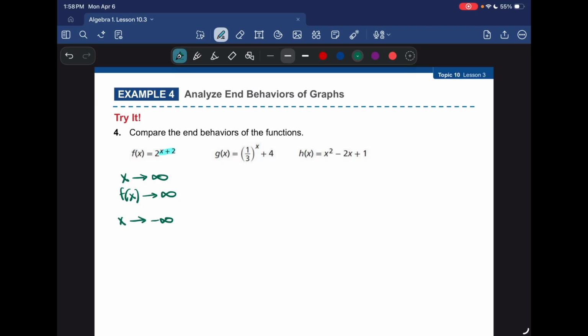What about as x moves to the left, as it approaches negative infinity? This is an exponential function, okay? And it's exponential growth because my growth factor is greater than 1. So as I move to the left, it is decreasing, but it's approaching that asymptote. So it's approaching 0.